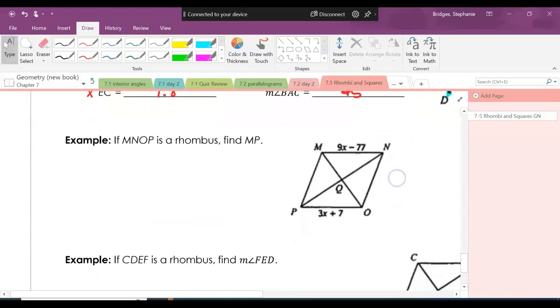All right, do that next example. We did some like this yesterday. It tells me MNOP is a rhombus. It wants us to find MP. You've got to first find X. If you're not remembering your rhombus properties, you can flip your paper over. They're on the front side. What does it say about all of the sides of a rhombus? They're all congruent. So set up your equation to solve for X.